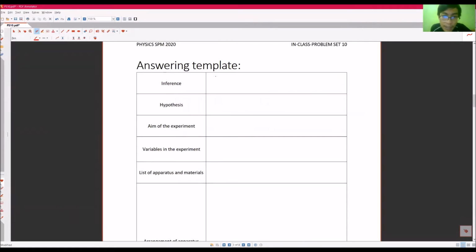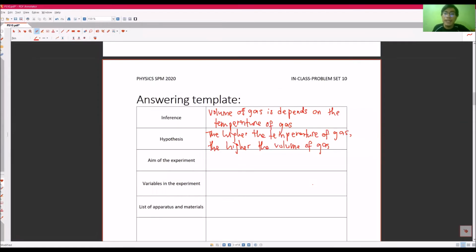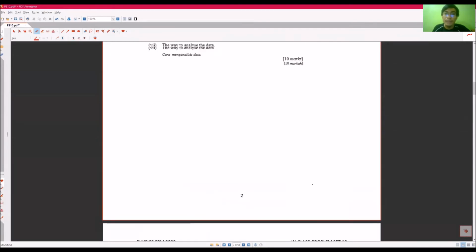Okay, so the inference: the volume of gas depends on the temperature of gas. Okay, the hypothesis: the higher the temperature of gas, the higher the volume of gas. Okay, before we answer the next section, let's see what hint the question gives us.